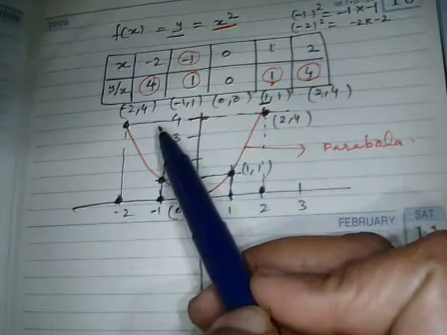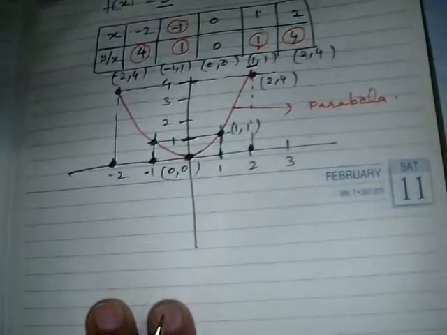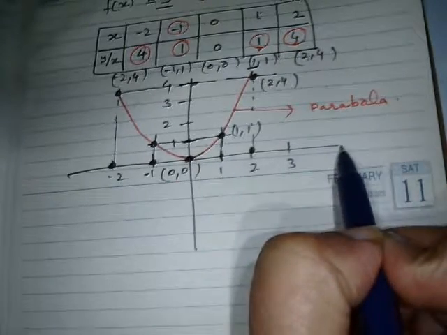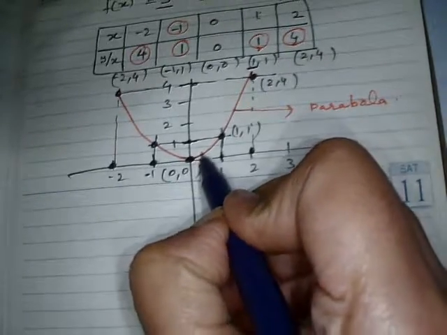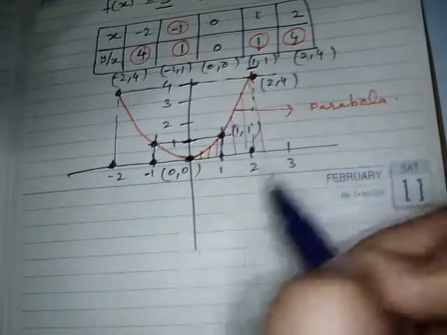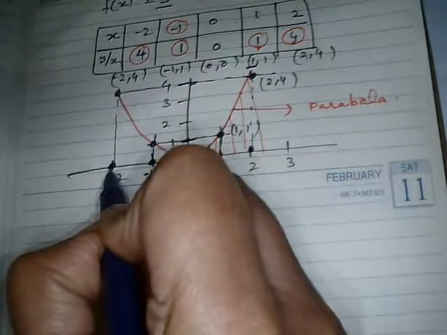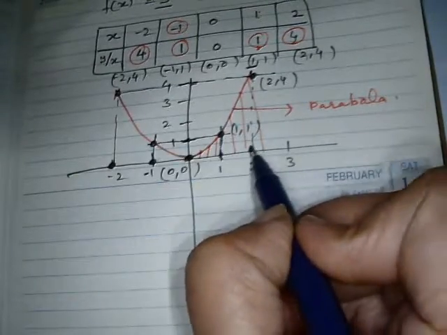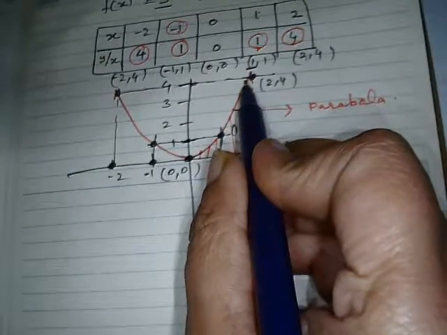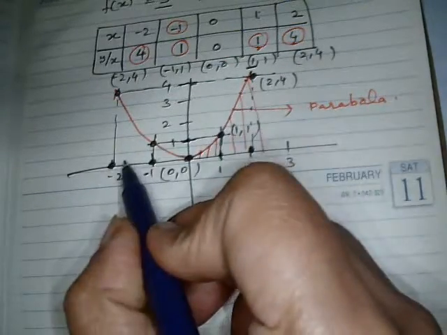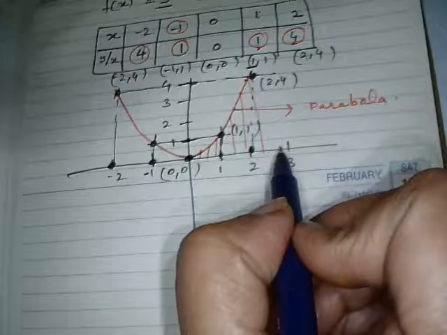Why could it be a function? Because when we are moving in this direction, we are getting different values, correct? When we are moving in this direction, then we are getting 4. On -2 we are getting 4 over here, on +2 we are getting 4. So y values could be the same, but the x values are different. So for two different x we can get the same value of y.